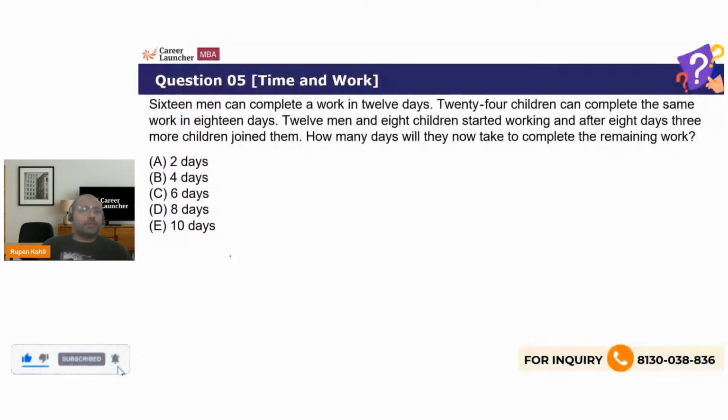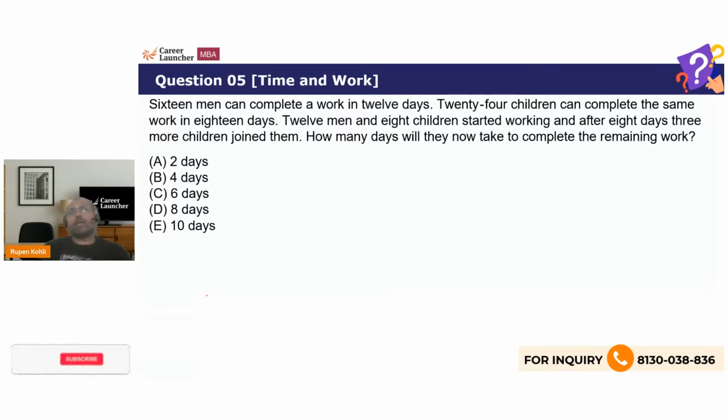All right, now something on time and work. Particularly this is something to do with teams, because 16 men, 24 children. Yeah, so a team based question. 16 men can complete a work in 12 days. 24 children can complete the same work in 18 days. 12 men and 8 children started working, and after 8 days, 3 more children joined. How many days will they now take to complete the remaining work?